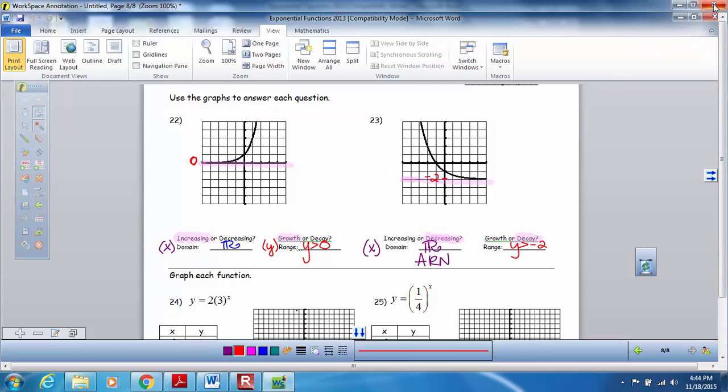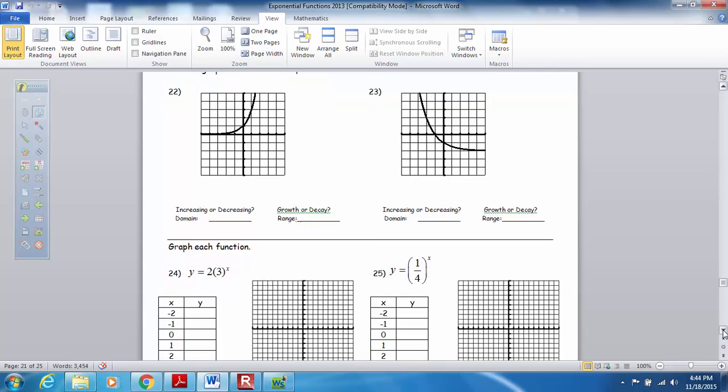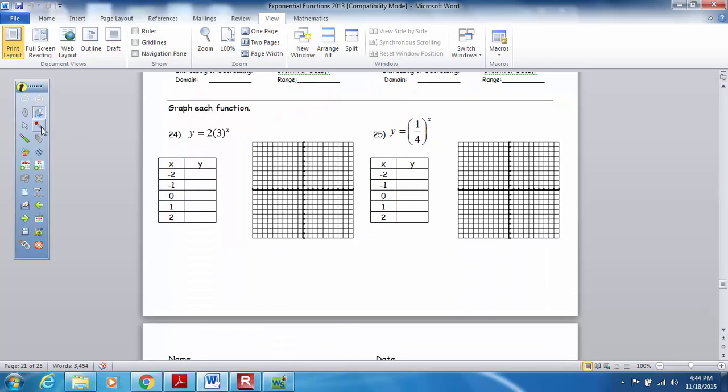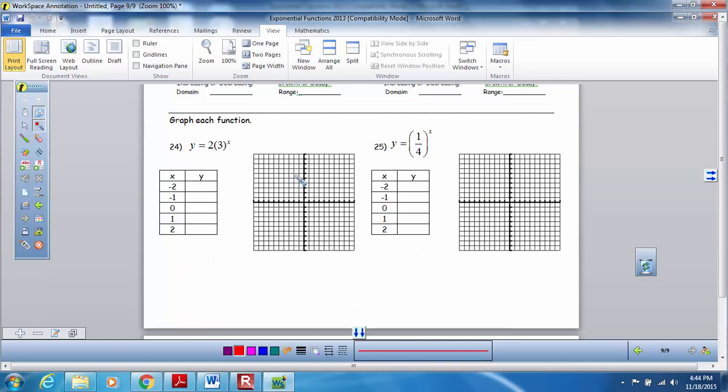Okay? Let's look at 24 and 25. Okay, so they want us to graph each function. In order to do this, we're going to have to pick points to plug in for x, which they actually already gave to us. We're going to just plug those in each time. So let's start with -2 and plug it in. That would give me y equals 2 times 3 to the -2. Okay? Remember, this -2 only affects what is right in front of it, so it only affects this 3.